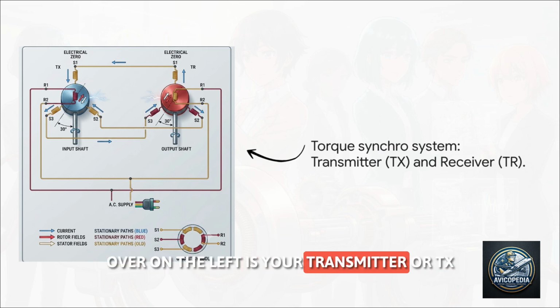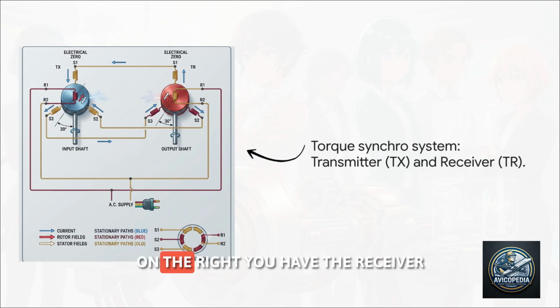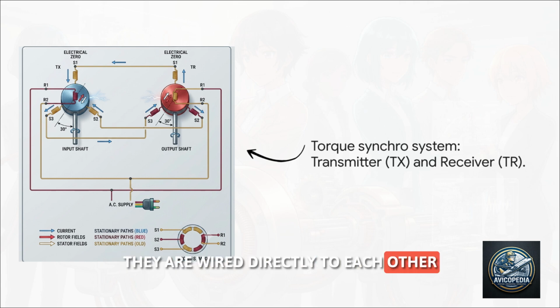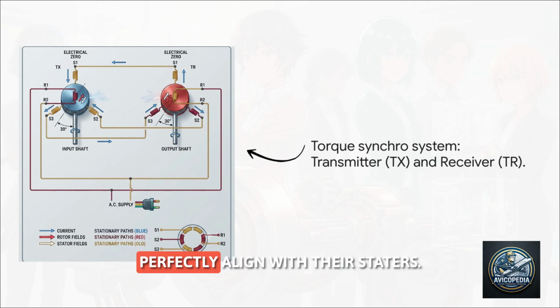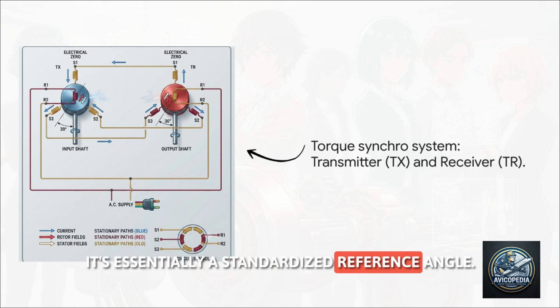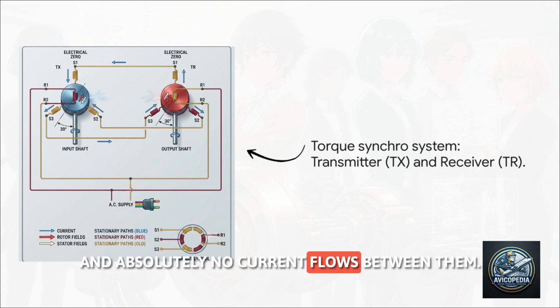Over on the left is your transmitter, or TX, and it's mechanically coupled to an input shaft. On the right, you have the receiver, or TR, connected to an output shaft. Notice how their stators, those are the outer windings labeled S1, S2, and S3, they are wired directly to each other. When both of those rotors perfectly align with their stators, we call that position electrical zero. It's essentially a standardized reference angle. Everything is in perfect balance, and absolutely no current flows between them.